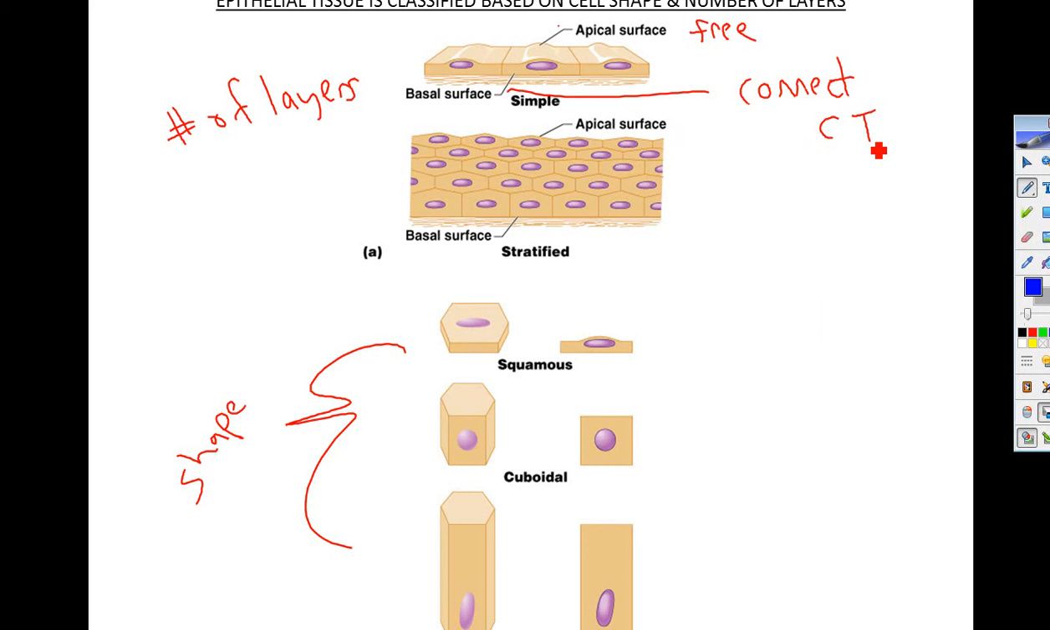All right, and then the other thing is layers. So simple is 1. This is greater than 1. That's supposed to be a greater than sign. Greater than one layer.